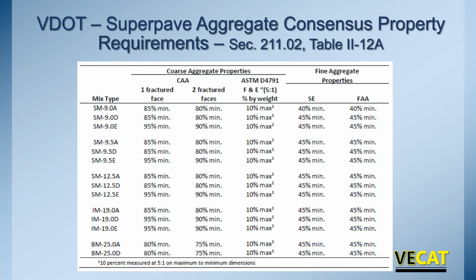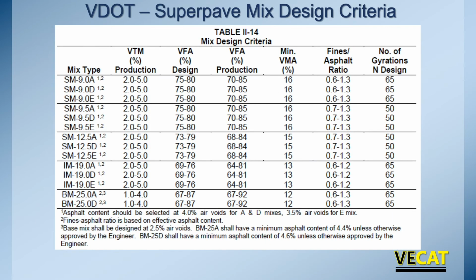Here's section 211.02, table 2-12A. These are the consensus properties for Virginia that we are currently utilizing. Very important to know, you'll see this quite a bit on your exam, or you'll refer to this. Also, table 2-14, this is the table that we refer to most often. This is really our cookbook. This is what tells us how we do our designs.